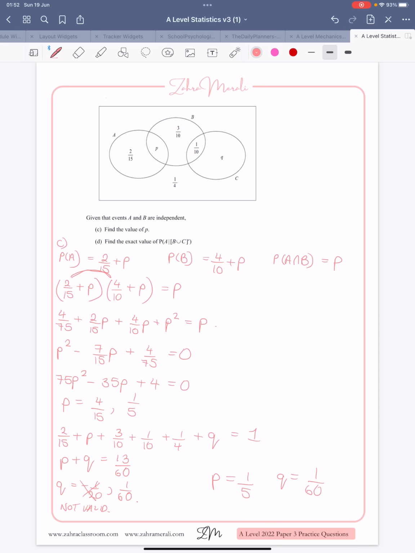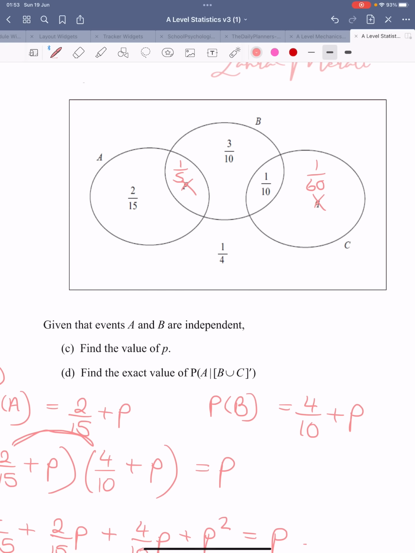So if we want to make sure that's correct, we can sub them back in and double check we've done that right, which we have, and that's your final answer for those two. So I'm going to replace that with 1 over 5 and that with 1 over 60. And now it says find the exact value of A given B or C not.